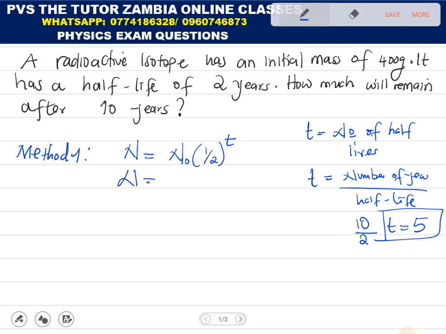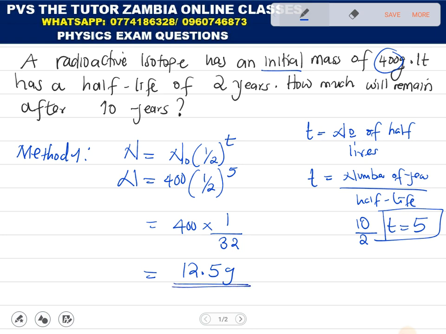So the undecayed mass is equal to the initial mass, as they have said, so we put 400 there, then half to the power 5. By now, I assume you know how to operate indices. You don't say 400 by half. No, first work out the power. So this is 400 multiplied by 1 to the power 5 over 2 to the power 5. 1 to the power 5 is just 1. 2 to the power 5 is what? 32. So dividing 400 by 32 gives me 12.5 grams. That is how much remained after 10 years.